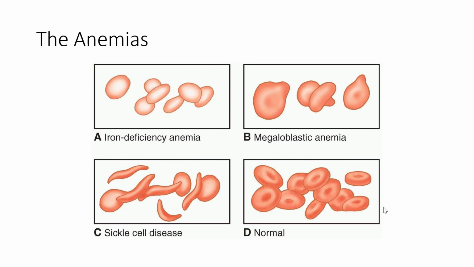So we talked about the normal red blood cells in the blood basics slides. And today we'll talk about iron deficiency anemia as an example of a microcytic hypochromic anemia. We'll talk about pernicious anemia as a megaloblastic anemia, a big cell, a large cell, macrocytic. And we'll talk about sickle cell disease and a few other anemias.